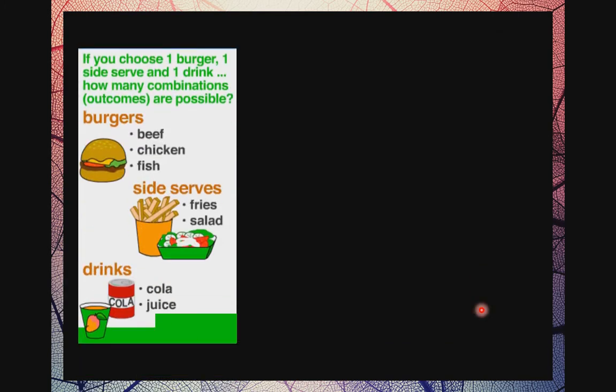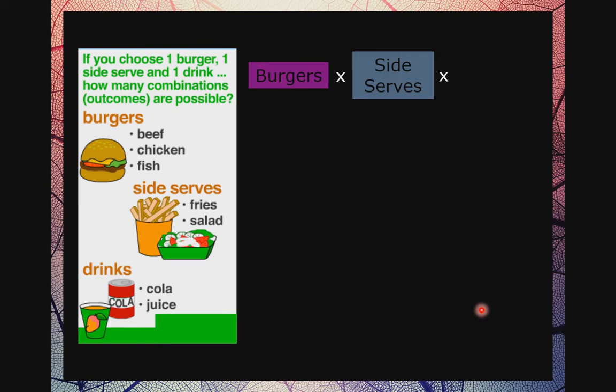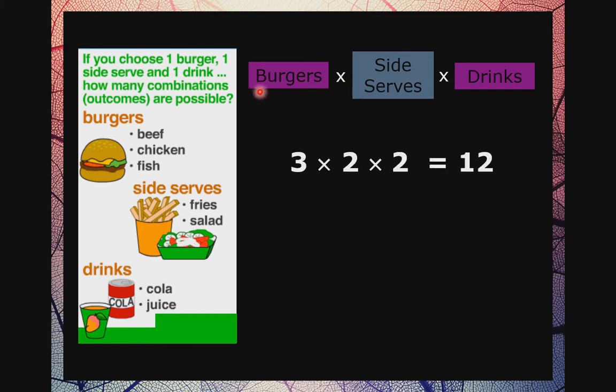Let us also use the fundamental counting principle on our burger, side serves, and drinks. Earlier we used a tree diagram; now we use the fundamental counting principle. There are 3 outcomes for the burger, 2 outcomes for the side serves, and 2 for the drinks. So we just multiply them together, and we will get 12. There are 12 possible outcomes, which is the same as what we saw earlier.